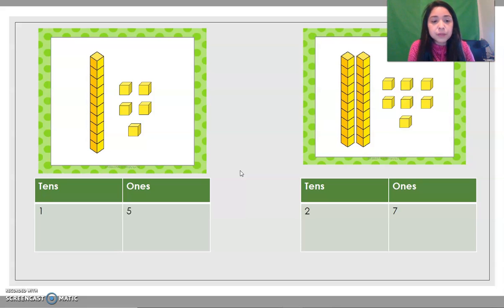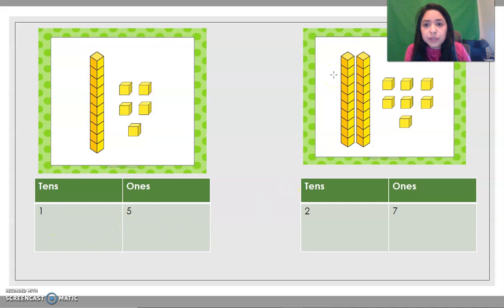So right here we look and we see 1 long pole. I see 10. So I see 1 long pole in the tens place. So I'm going to put that right here, 1. And then I see 1, 2, 3, 4, 5 little ones cubes. So I'm going to put those in the ones place. The number I made here was 15.